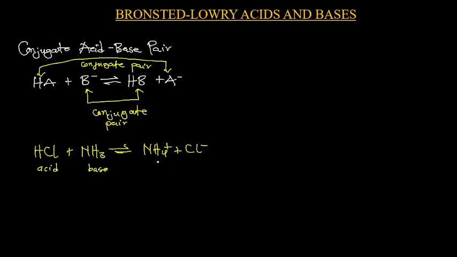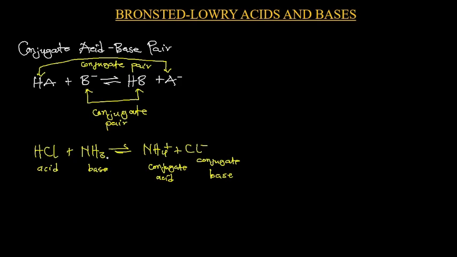Now on the right side of the equation, this one is what we call the conjugate acid, and the Cl minus is what we call the conjugate base. So you observe that ammonia over here was the base, and it takes a proton from HCl and becomes NH4 plus.